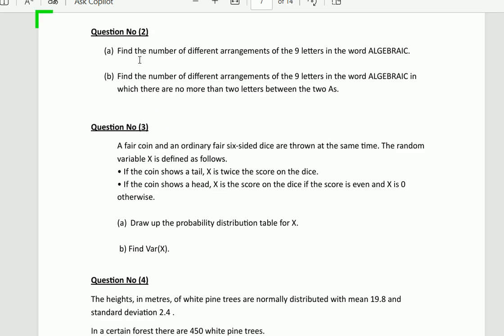Now the question number 2 is, part A, find the number of different arrangements of the 9 letters in the word A, L, G, E, B, R, A, I, C.